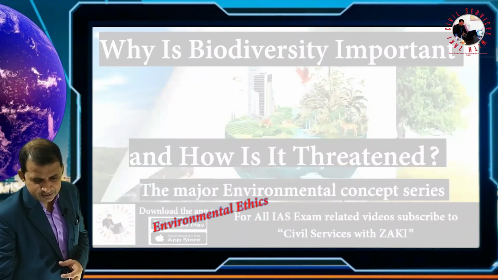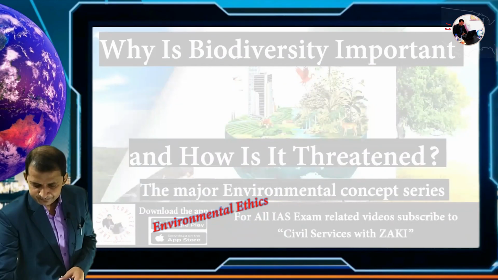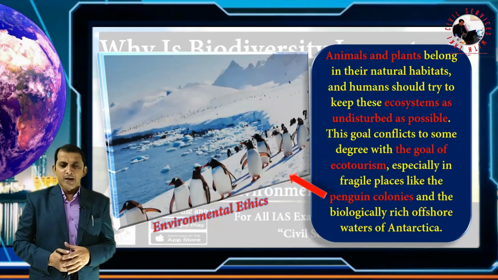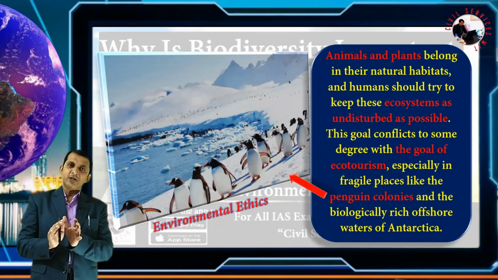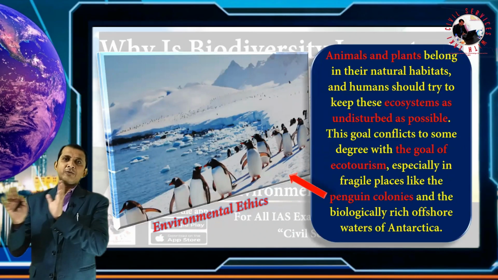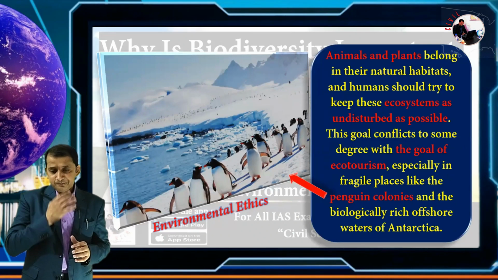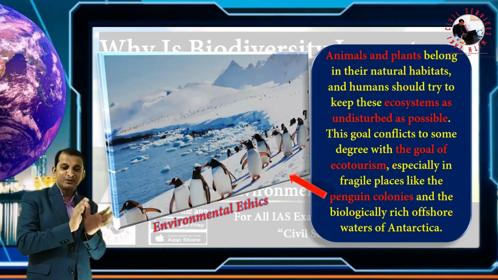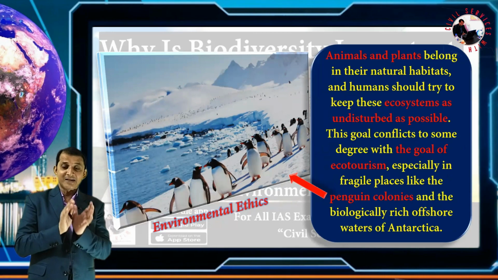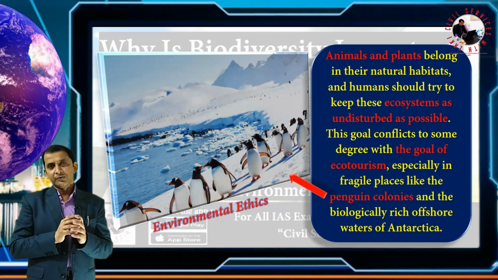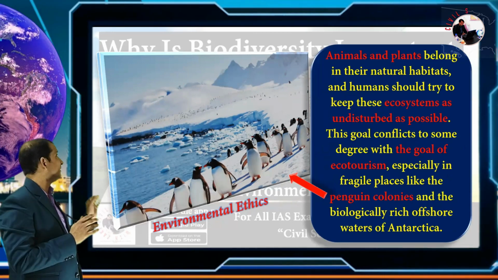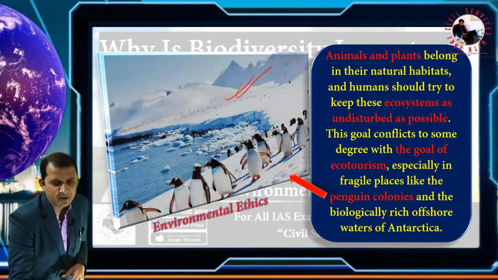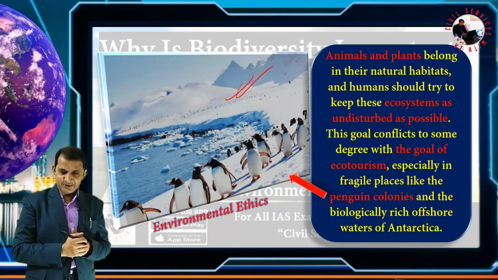Another thing is environmental ethics. So what is environmental ethics? Animals and plants belong to their natural habitat, like the penguin belongs to Antarctica. Humans should try to keep these ecosystems as undisturbed as possible. Humans should not disturb this type of habitat, like the penguin colony of Antarctica.